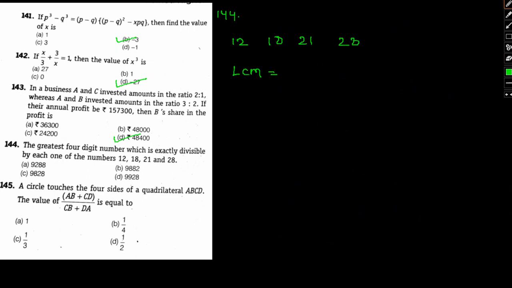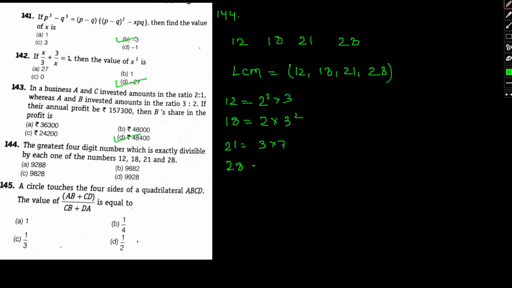If we find the LCM of 12, 18, 21 and 28, we can write 12 equal to 2 square into 3, 18 equal to 2 into 3 square, 21 is 3 into 7, and 28 is 2 square into 7.